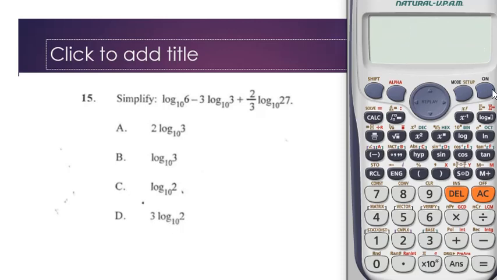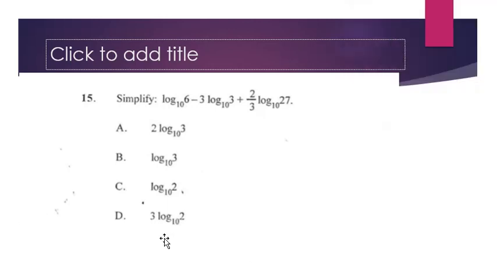So let's check. We have 3 log 2, and we have 0.9. That's what I was trying to say, 0.9. So this is not the right answer. The right answer is C, which is log 2, which gave us 0.3. So the right answer was C.